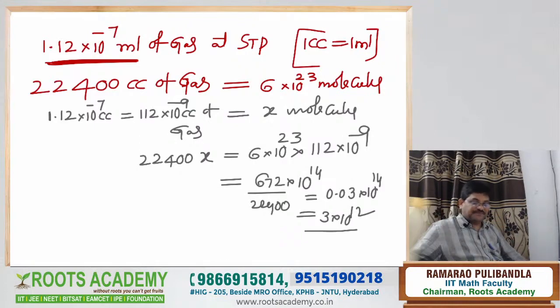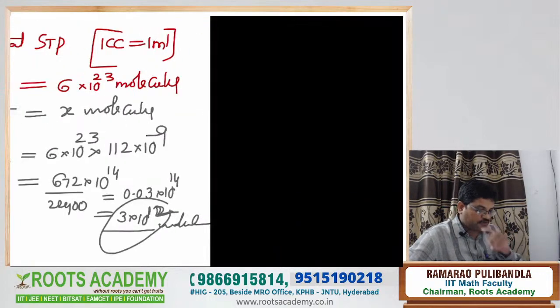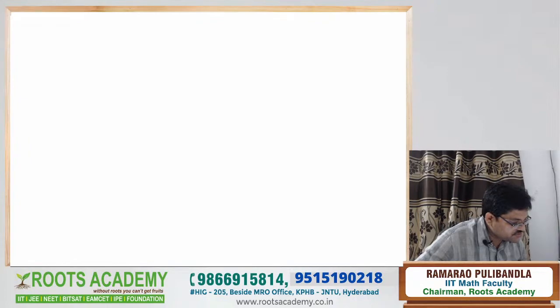Now, based on that, and simplified, the X value you get is 3 into 10 power 22 molecules. How many molecules did you get? 3 into 10 power 22 molecules. And the next question, Nana.